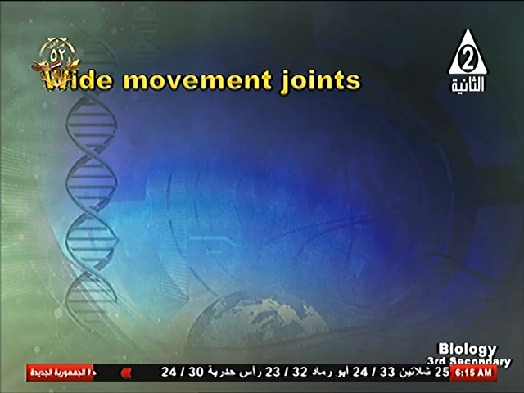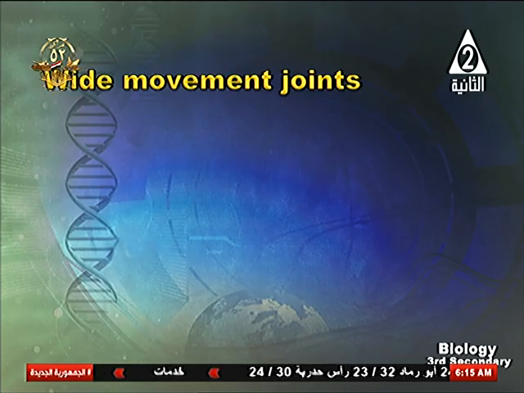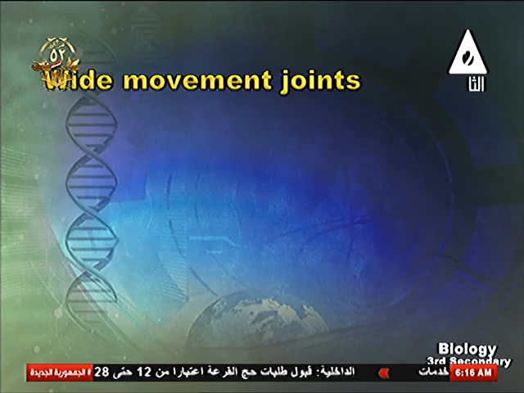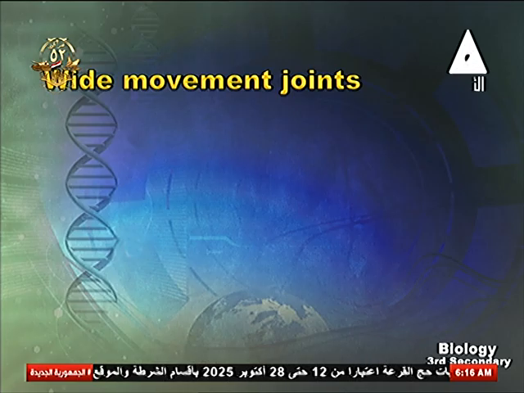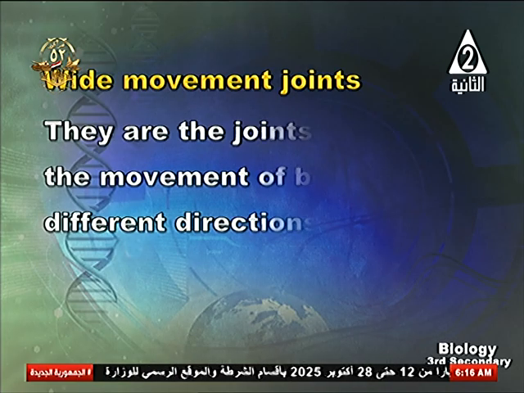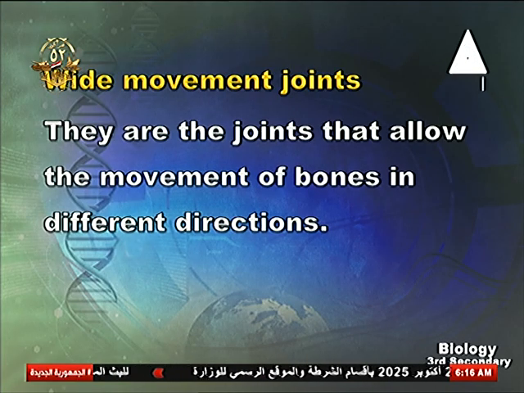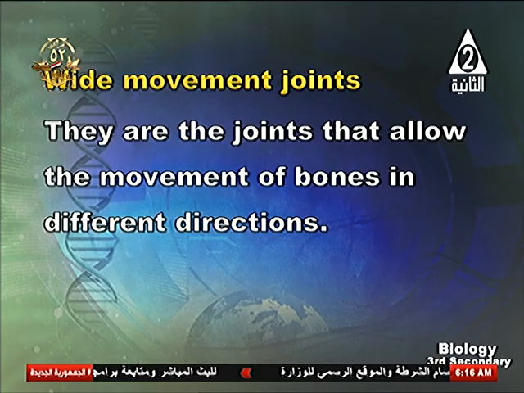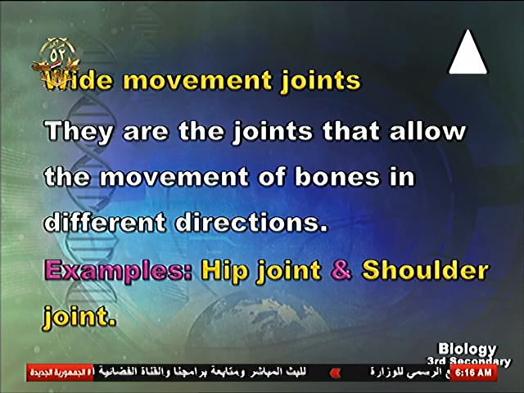Wide movement joints allow movement in all directions, such as shoulder joints and hip joints. They are joints that allow movement of bones in different directions, such as hip and shoulder joints. Look here. This one is the shoulder joint and this is wide movement. I can move it in all directions.